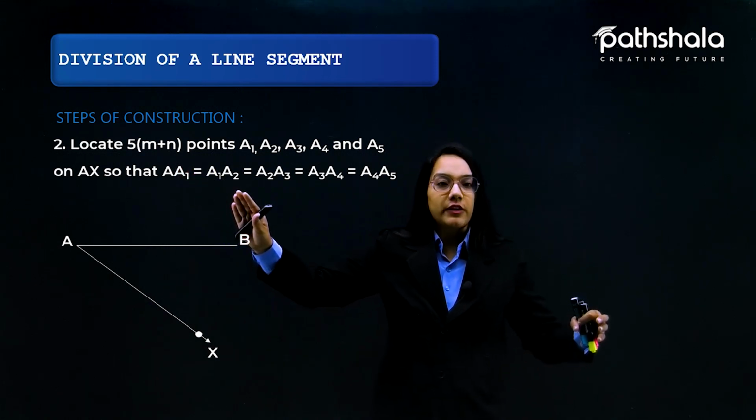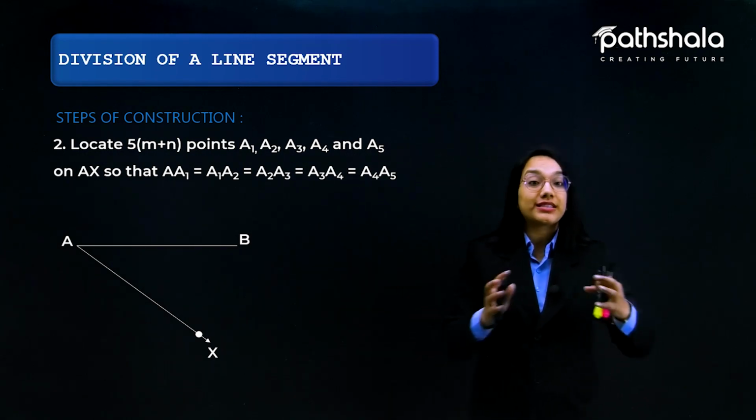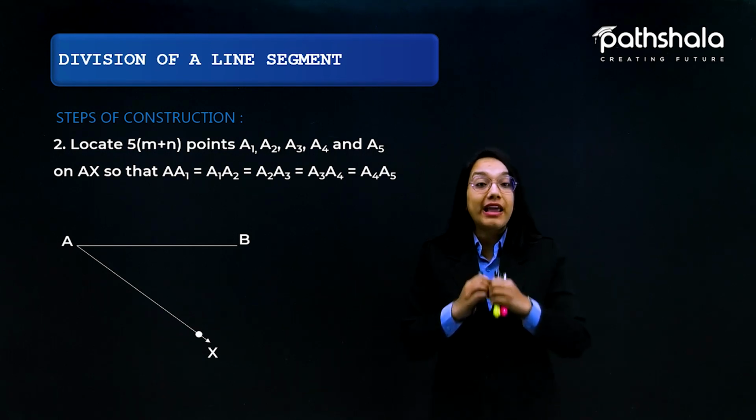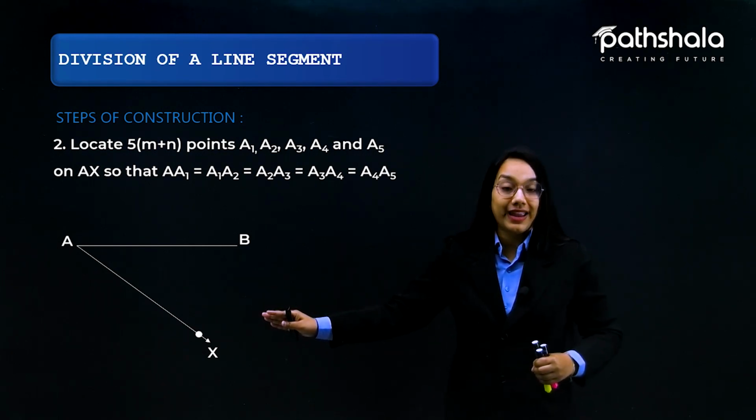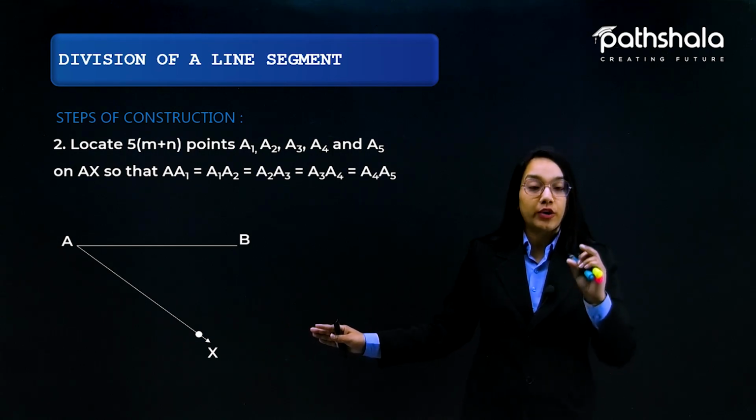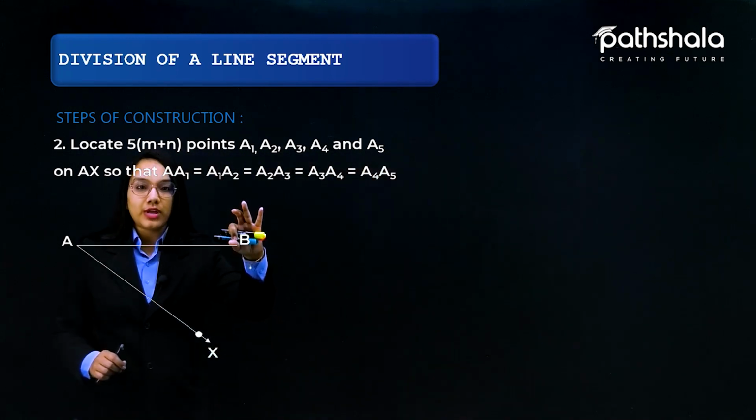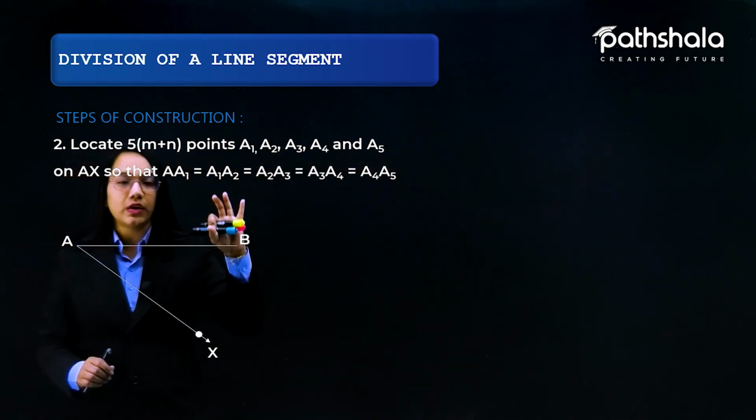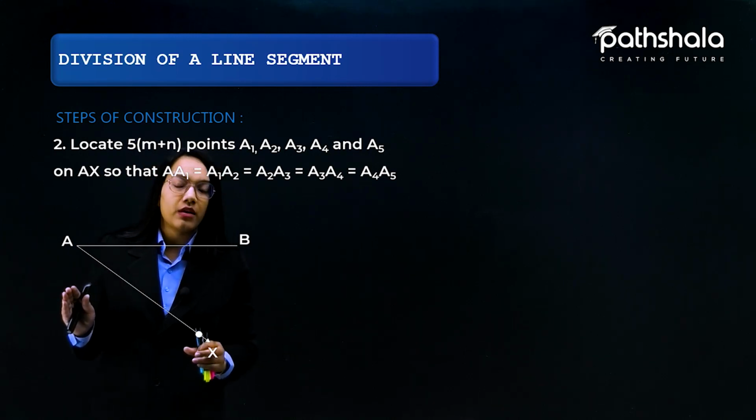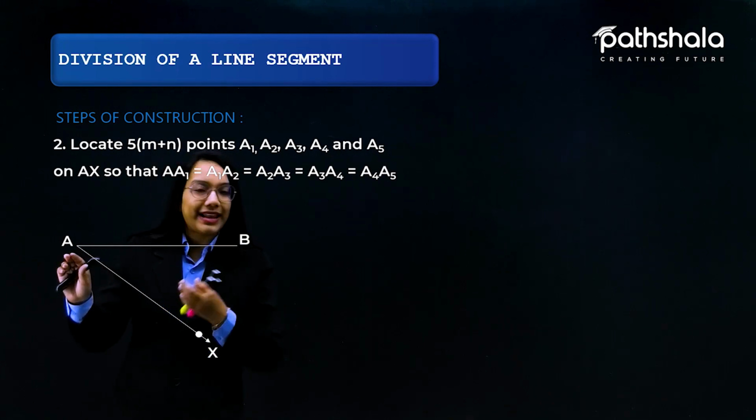Let us suppose the ratio given to us is 7:4, then we have to take their sum, that is 7 plus 4, which is equal to 11, and we have to take 11 points on this particular ray AX, and those points would be equal in particular units. So let us suppose I'm starting with this question, where we know that we have to locate 5 points on this particular ray. Starting with the help of the compass, taking A as a center and any particular radius.